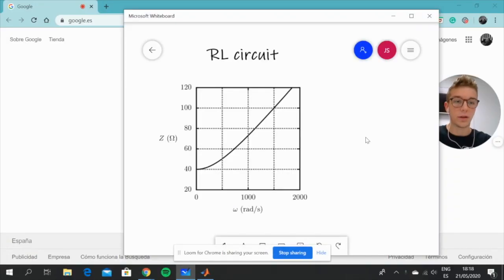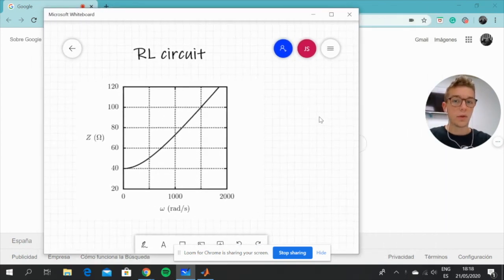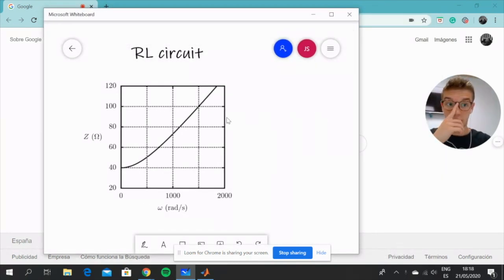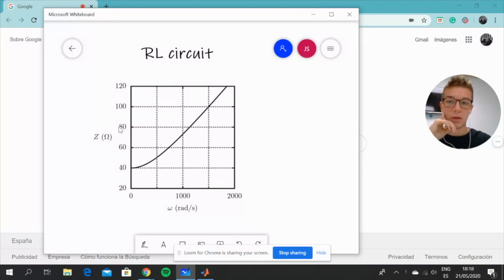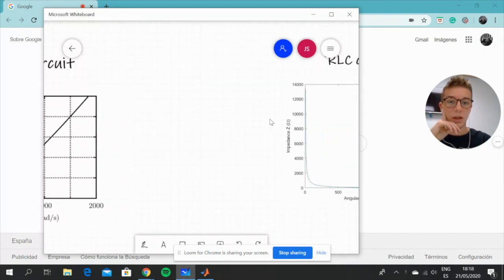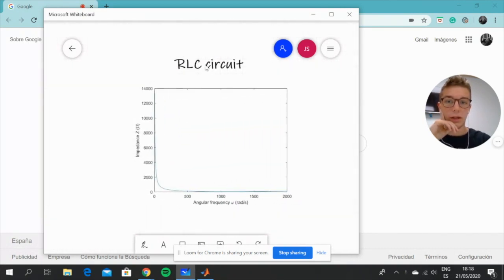Alright, so in this second part, what we're going to do is check how our graph from the beginning of the exercise, from the statement, will look in an RLC circuit. Remember that we used to have this graph in which only an RL circuit was taking place. Now we've added a capacitance, changing this into an RLC circuit.